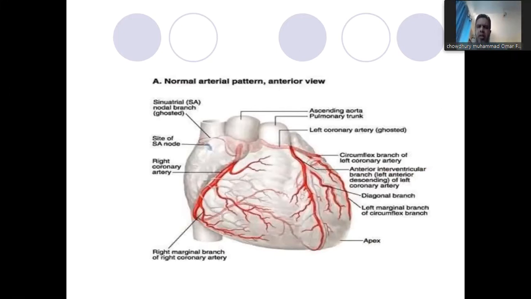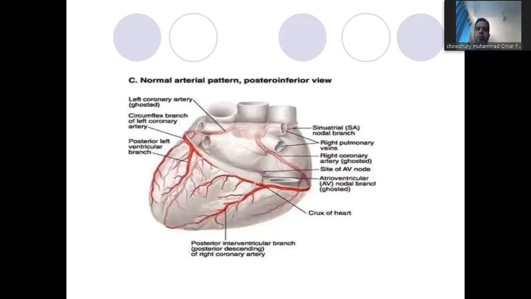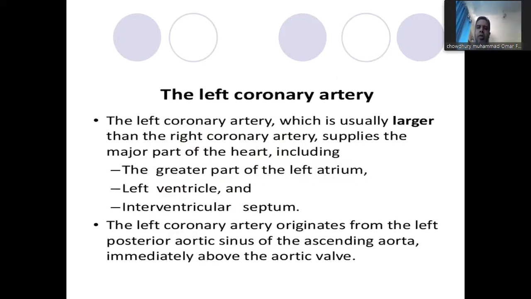This is the anterior view of the arterial system, showing the right and left coronary arteries, their courses and branches. This is the posterior view, which shows the main arteries supplied to the heart, the right and left coronary artery branches, circumflex artery and atrioventricular branches, and I will discuss this later.